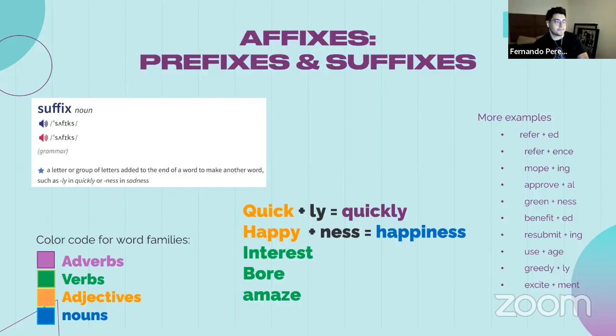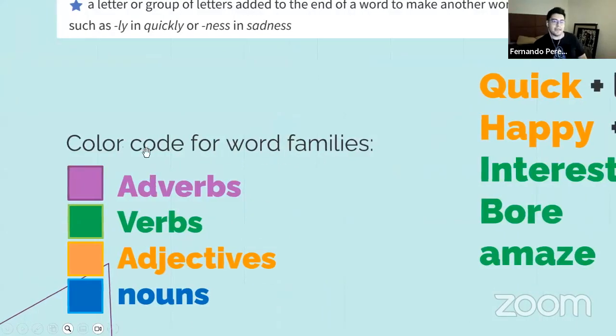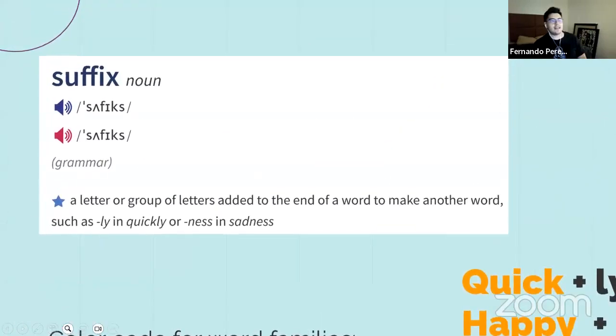Okay, let's use this. Let's check this. For this lesson, we're going to continue checking the word families. Purple for adverbs, green for verbs, orange for adjectives, and blue for nouns. Let's understand first what a suffix is. Elsie, help me with the definition.